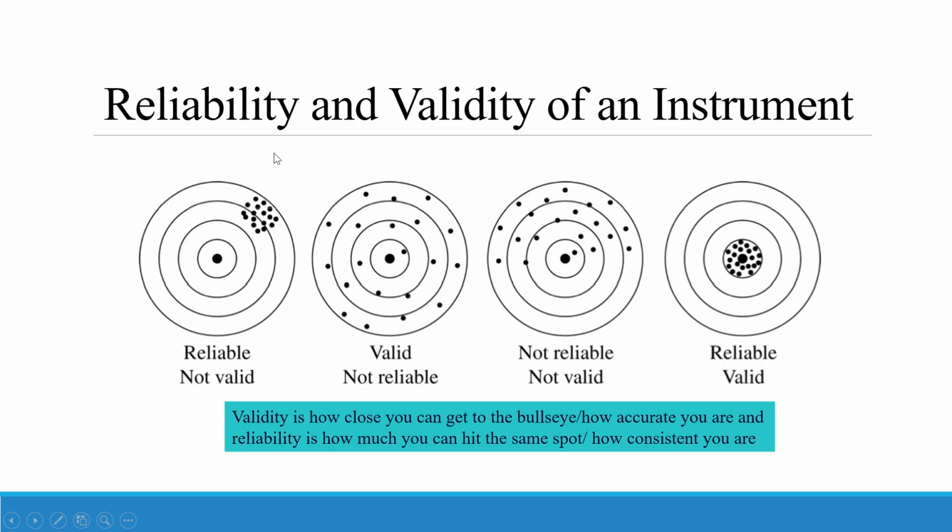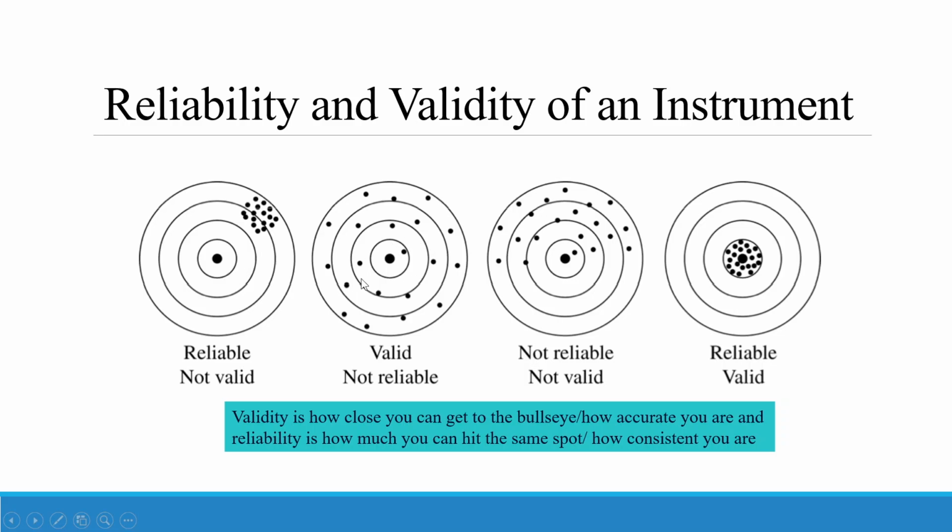Let's try to understand the concept of reliability and validity of an instrument by this dart game. Validity is how close you can get to the bullseye. So these shots should be nearer to the bullseye, that is validity. This is actually how accurate you are. And reliability is how much you can hit the same spot, how consistent you are. So in the first image, the player is consistent as all shots are nearer to each other, but not valid as they are quite far away from the bullseye.